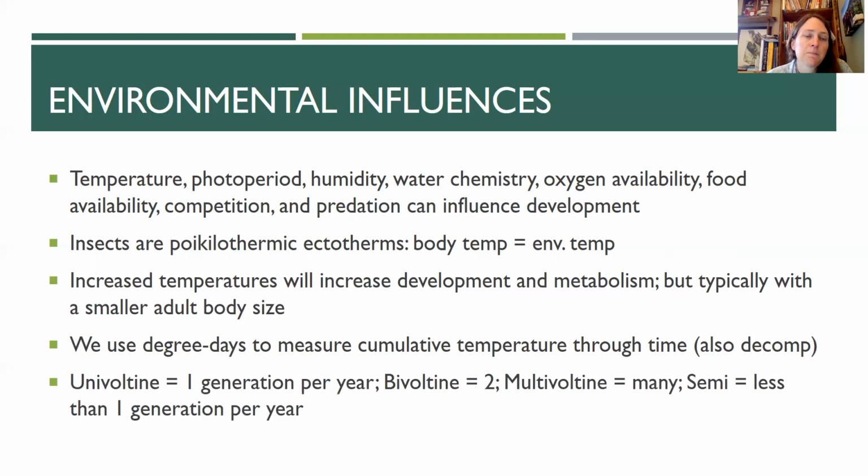And then there's a bunch of terms for how many generations occur per year. So if you're a univoltine organism, you might only reproduce once per year. A bivoltine organism would reproduce twice. If you're multivoltine, you might reproduce more than twice. And if you're semivoltine, then you reproduce fewer than one time per year.